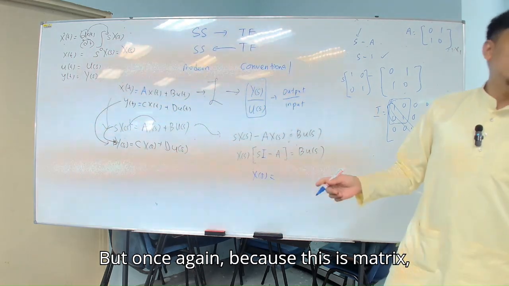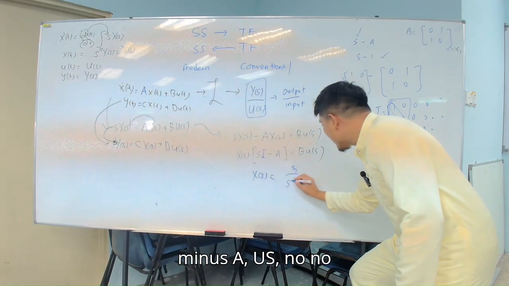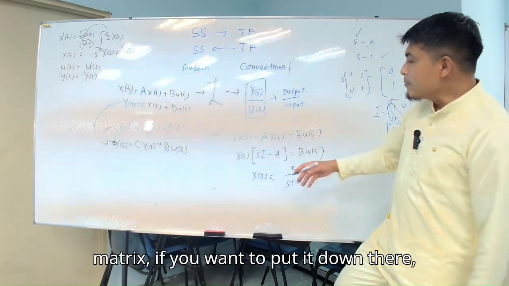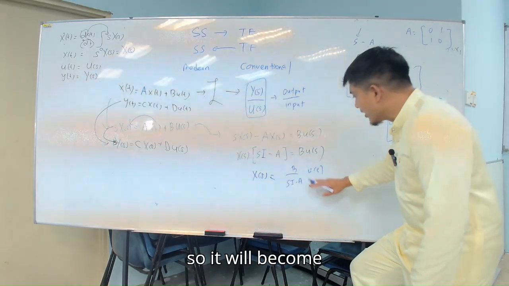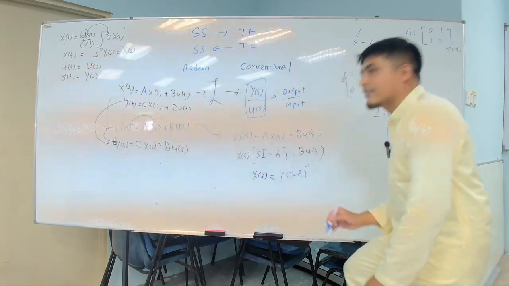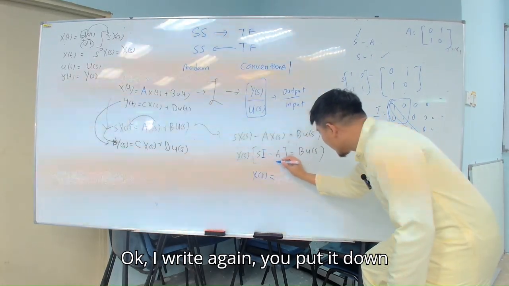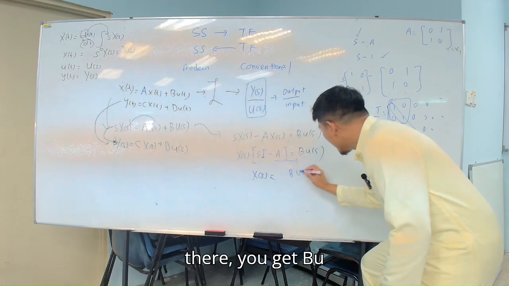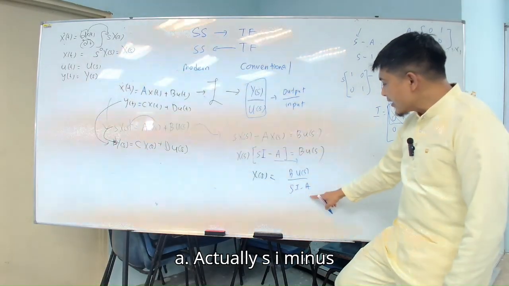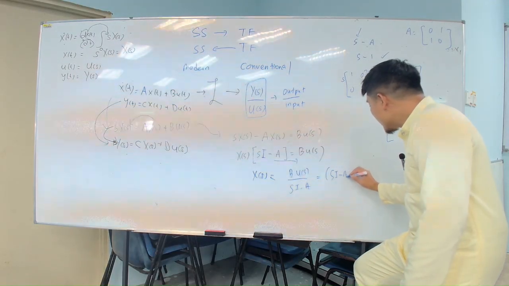Okay. But once again, because this is a matrix, you cannot simplify and put B over S minus A times US. No, no, no. Because this is a matrix. In a matrix, if you want to put it down there, it will become SI minus A inverse. Okay, I write again. You put it down there. You get BUS over SI minus A. Actually, SI minus A, if you write it down, is also the same as SI minus A inverse.